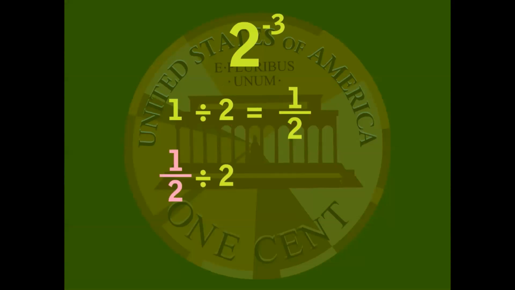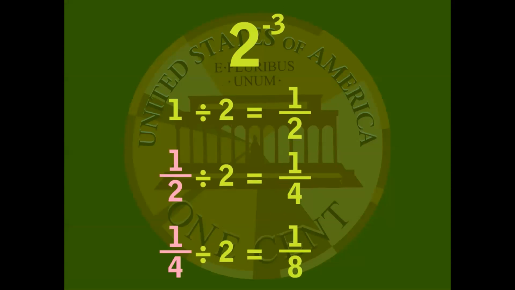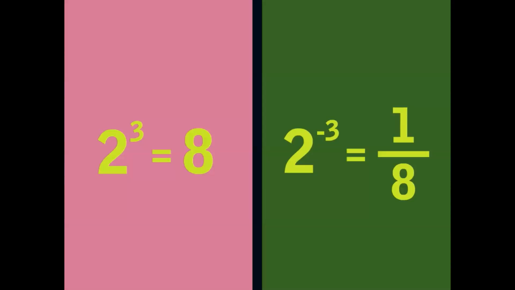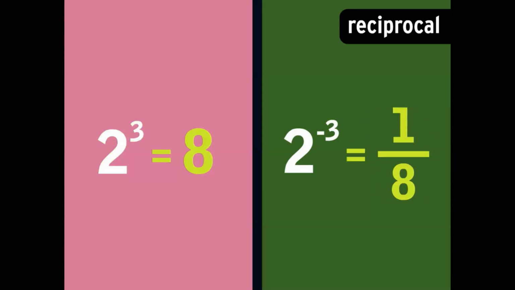Take 2 to the negative 3rd. That's 1 divided by 2 3 times. So 1 divided by 2 is 1/2, and 1/2 divided by 2 is 1/4, and 1/4 divided by 2 is 1/8. Another way of writing that is 1 over 2 times 2 times 2, or 1 over 2 to the 3rd. So 2 to the negative 3rd is the same as 2 to the 3rd, except flipped over the fraction bar. In other words, the negative exponent is the reciprocal of the positive one.